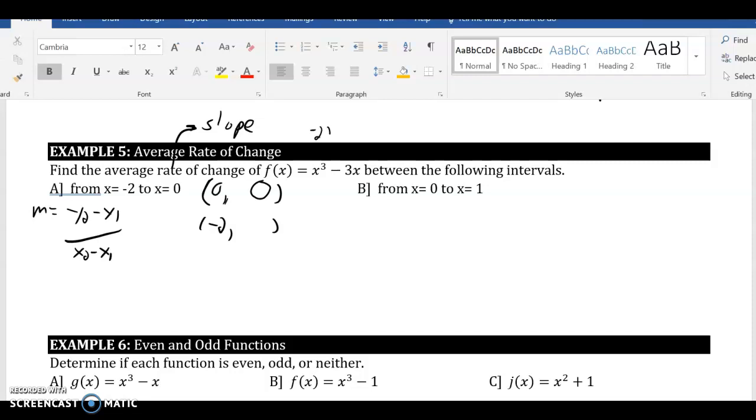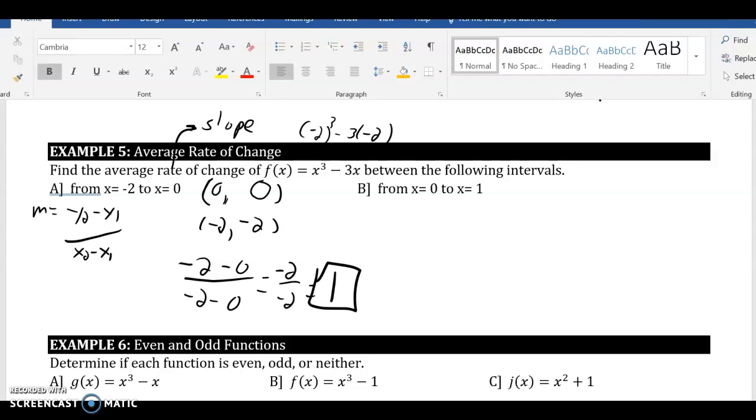If I plug in -2, I get -2 cubed minus 3 times -2. So I believe that is -8, plus 6, which makes -2. Now we're just going to find our slope. So here we're going to take -2 minus 0 over -2 minus 0. If you do all the math, you get 1. So the average rate of change is 1. All right, I'll pause the video and let you try letter B.